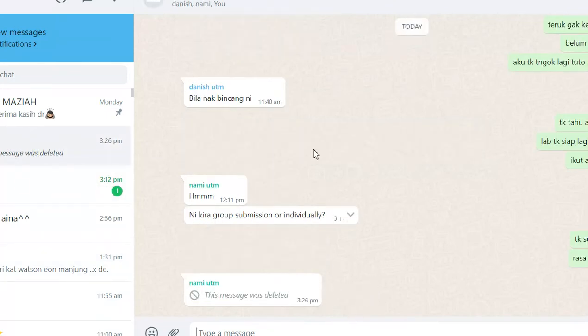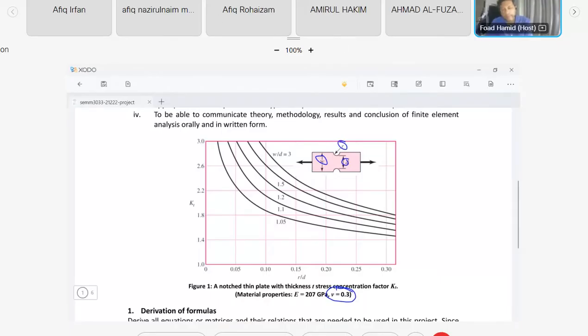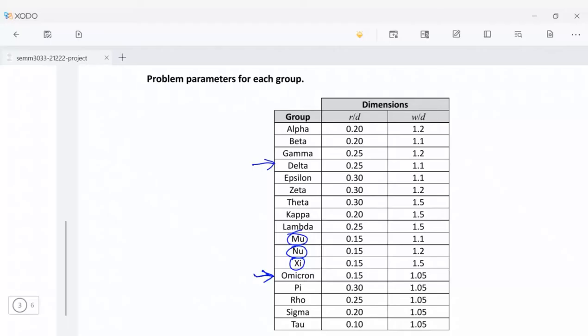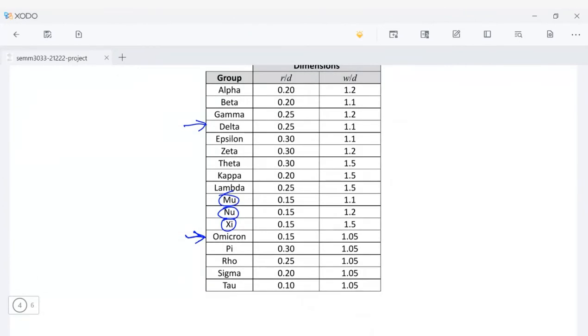Okay, so R over D is 0.2 for alpha and W over D is 1.2. So you know what you need to do. You need to know this. So W is this, D is this, R is this. This is the parameter for each group.